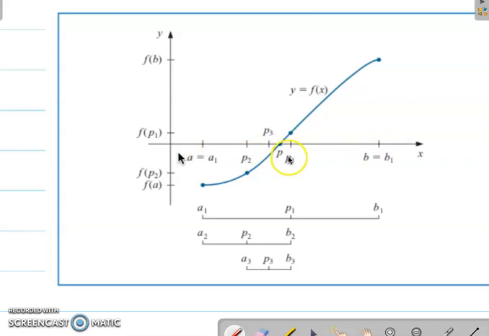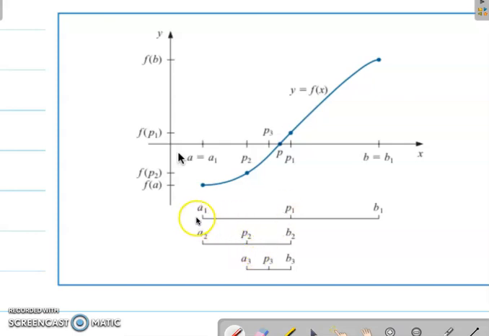On finding the value of the function at p1, it is a positive number, while f of b is also positive, greater than 0. And the value of the function at the point a or a1 is negative. So f of a1 and f of b1 have different signs. So the interval of discussion would be a1 and p1.